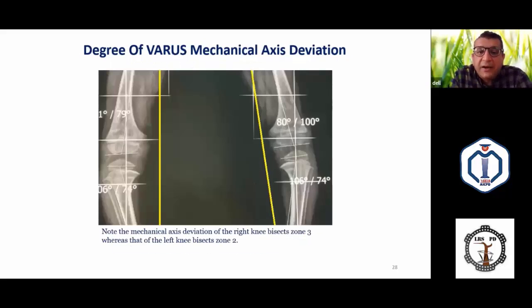Here is another example of varus mechanical axis deviation. As we said, the mechanical axis is falling medial to the knee, or medial to the central 1/3. There is a difference between them. It's more important to know the concept. You can measure later. One is zone 2 and one is zone 3 on the margin.